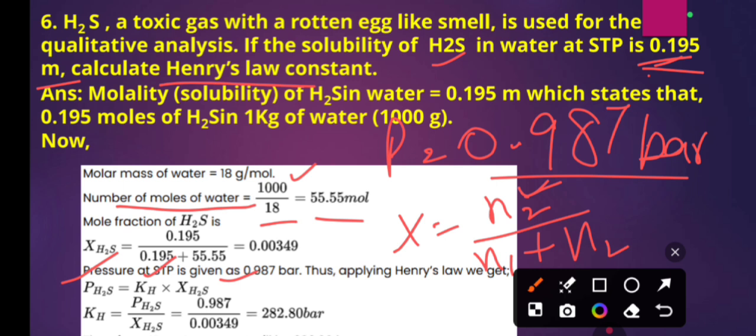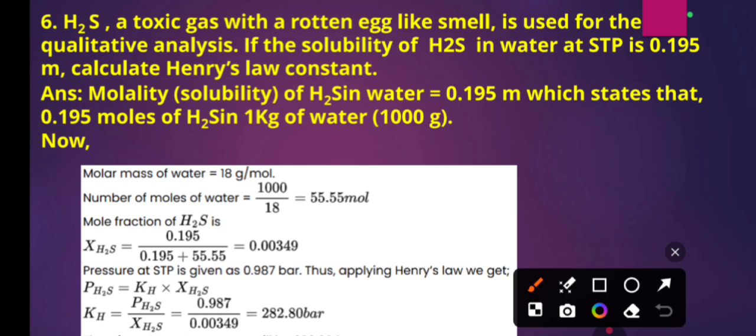So moles of solute, it is already according to this value, molality, 0.195. So moles of solute, it is given 0.195 divided by again moles plus moles of solvent. Okay, total moles it is given. Now you can solve the mole fraction. Okay, partial pressure according to STP we know how much value it is, 0.987. Okay, so you can use these terms and you can solve the KH value. Finally you will get the answer 282.80 bar.